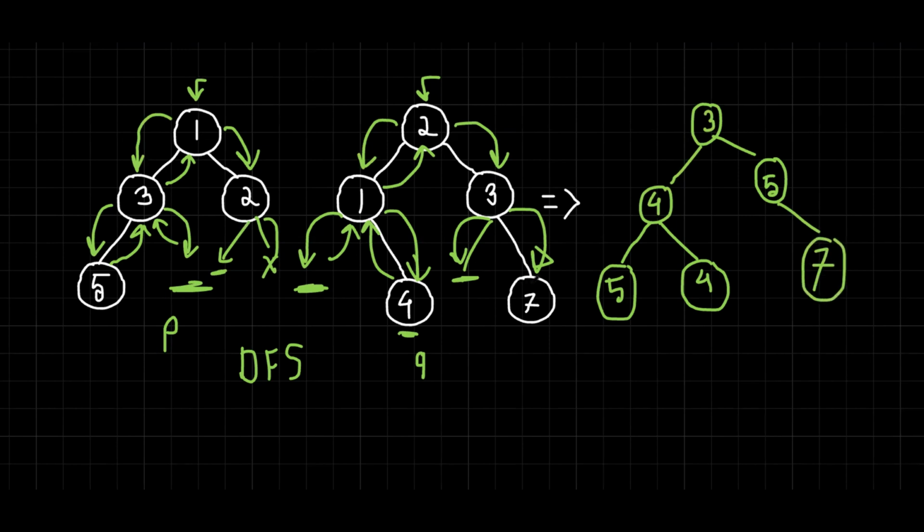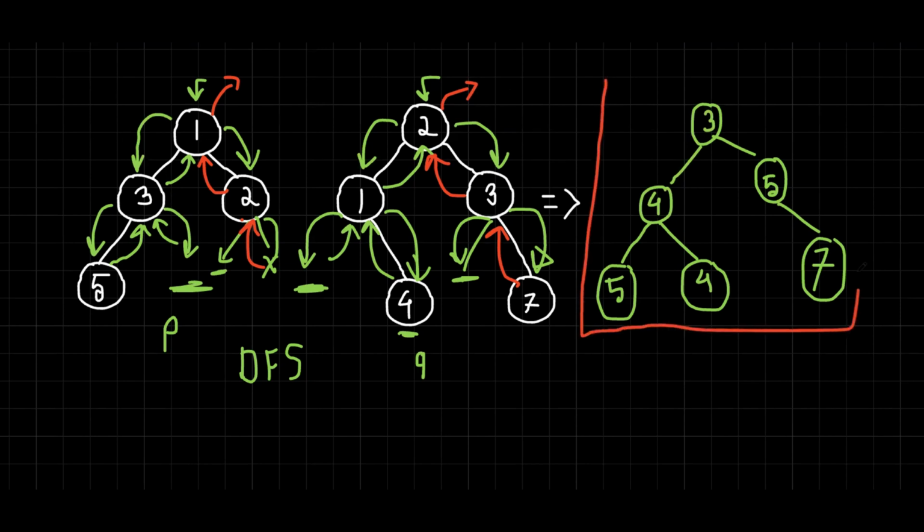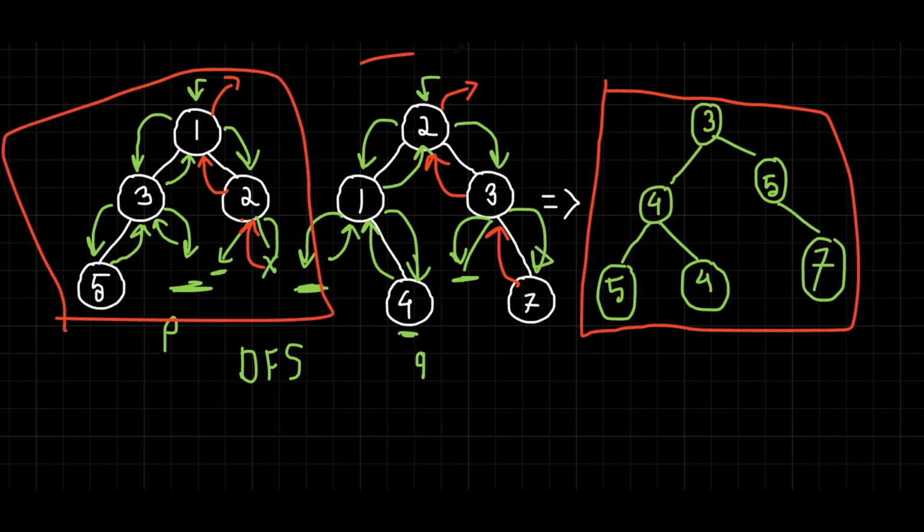Now from 7 we will get back to the node 3, and from this we will get back to the node 2, and from node 3 we will get back to the root 2, and from node 2 we will get back to the root 1. Now from 1 we will return, and from 2 we will return. Now we can see that this tree is the merged version of these two binary trees. And this is how basically the algorithm works. I hope you understood the algorithm. Now let's move on to the code.